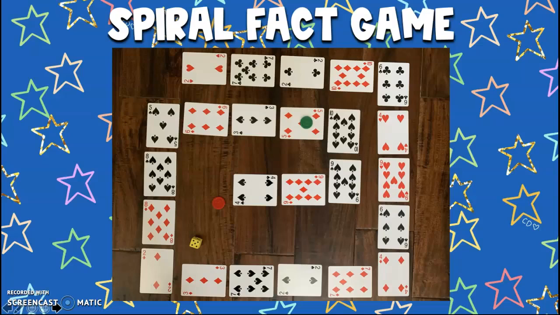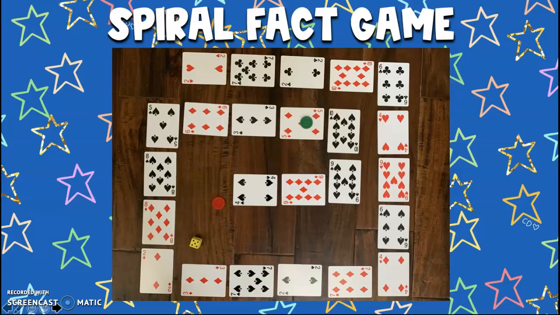So I'm going to take the number that I rolled, a 5, and the number that I landed on, also a 5, and I'm going to either multiply those two numbers or I would add those two numbers, whatever you decided at the beginning of the game. We decided we're going to do multiplication, so I'm going to do 5 times 5 is 25.